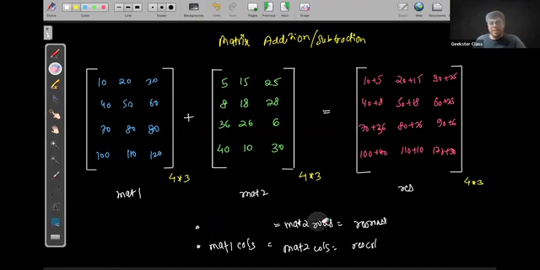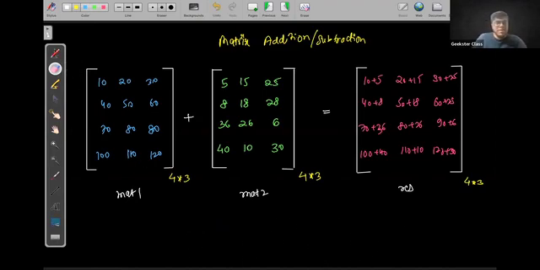Let me write it again, in terms of R1, R2, R3. R1 cross C1: number of rows and number of columns in the first matrix. R2 is the number of rows in the second matrix, C2 the number of columns in the second matrix. R3 is the number of rows in the resultant, and C3 the number of columns in the resultant.